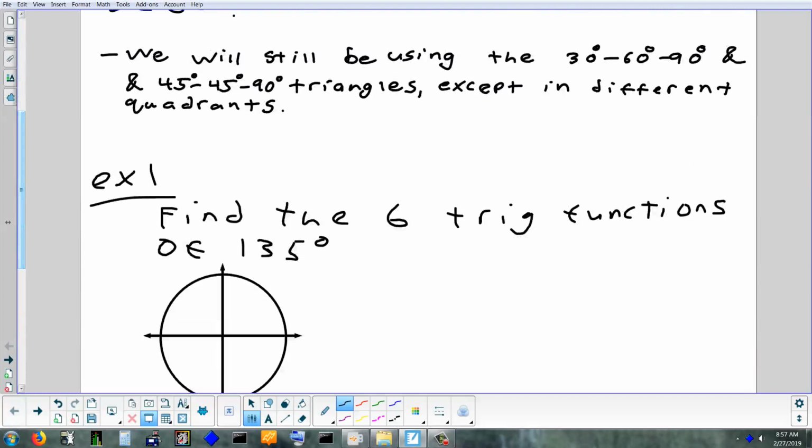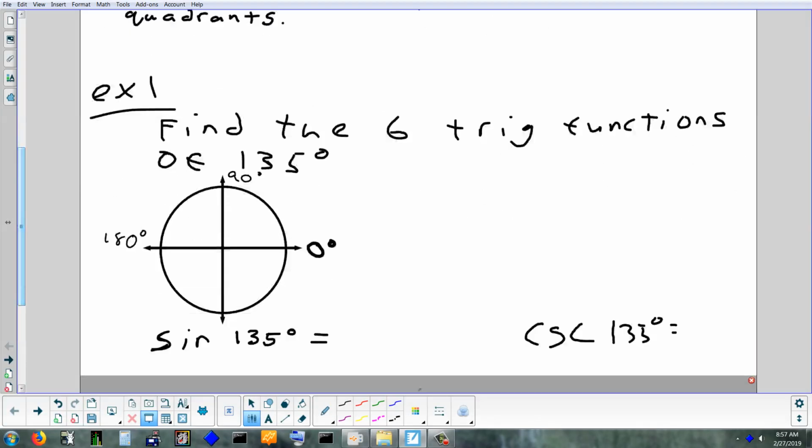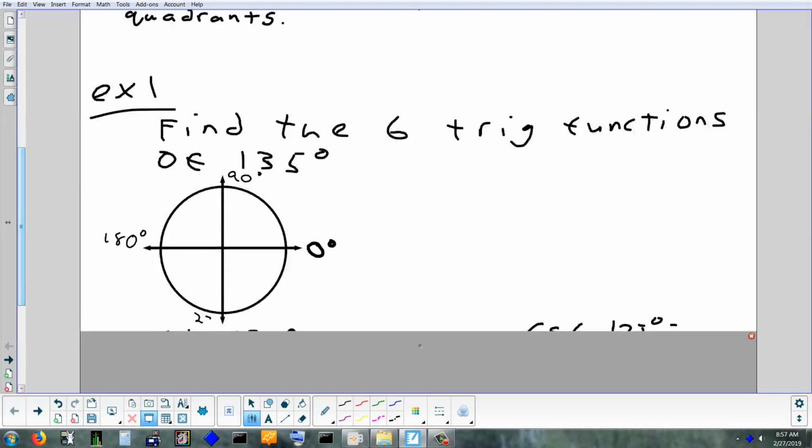Okay, so they want us to find the 6 trig functions of 135. Okay, first thing we got to figure out is when we draw 135, roughly where it is. Okay, so on that circle, where is 135? Yeah. It's in the middle of 180 and 90. Right, it's exactly in the middle.